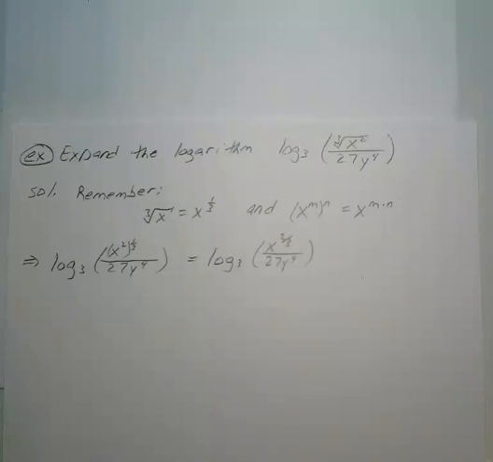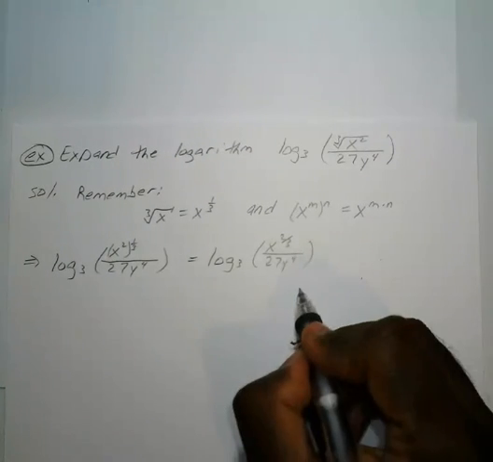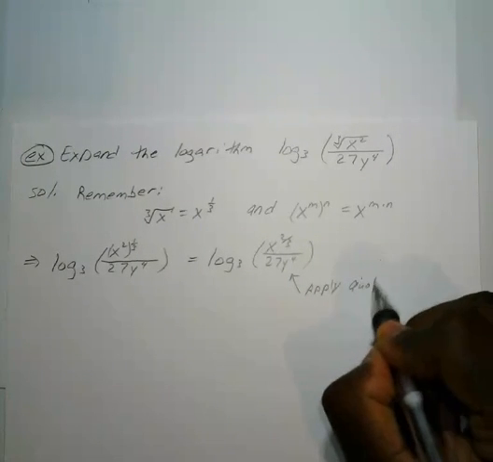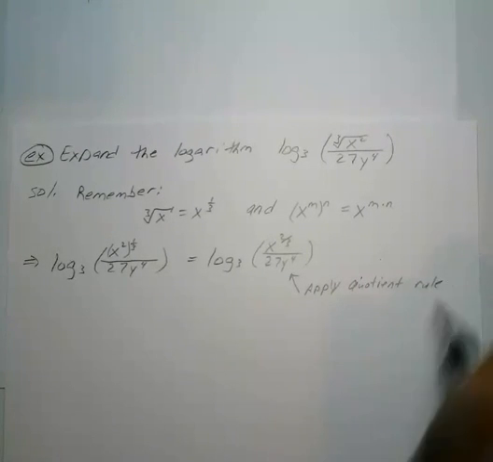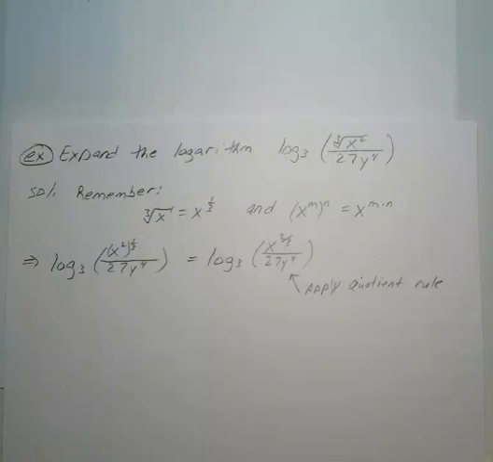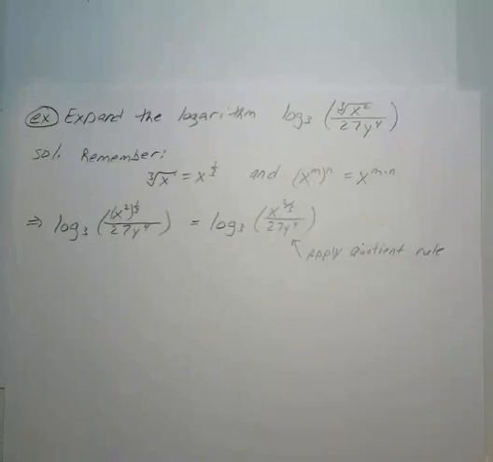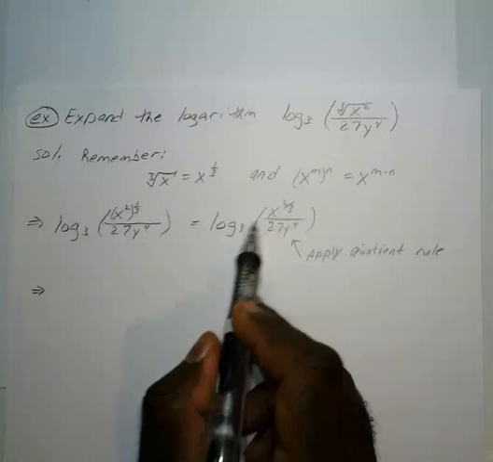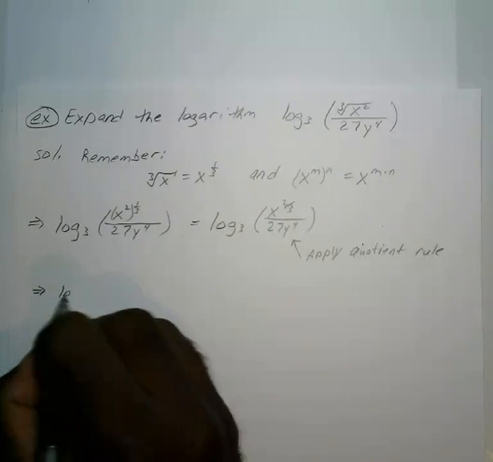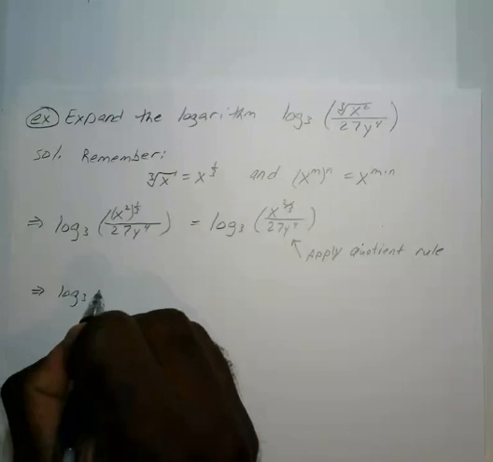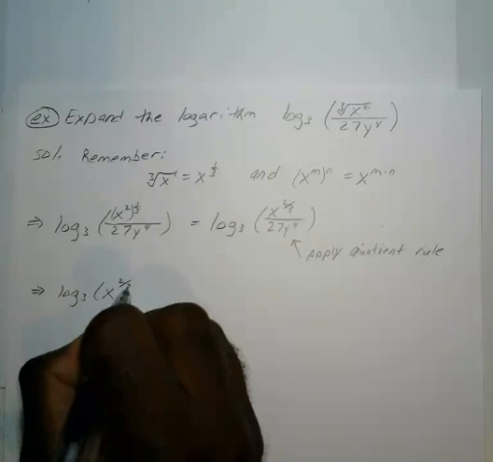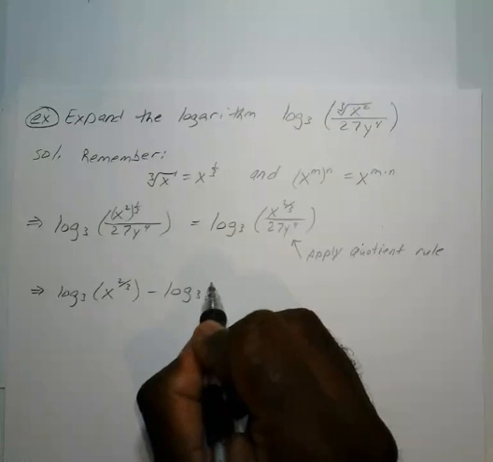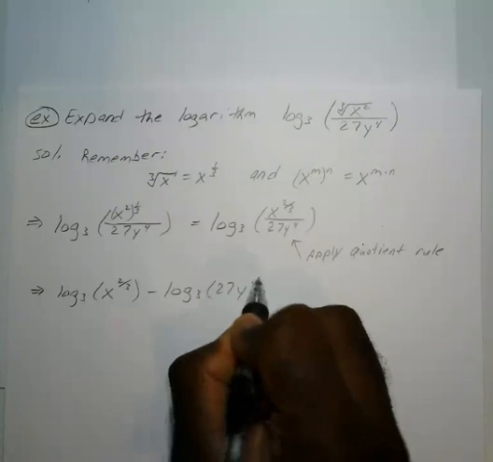All right. So now here we see that it's division, so we're going to apply the quotient rule. If we apply the quotient rule, we have log base 3 of our numerator, so log base 3 of x to the 2/3 power, minus log base 3 of our denominator, which is 27y to the 4th power.